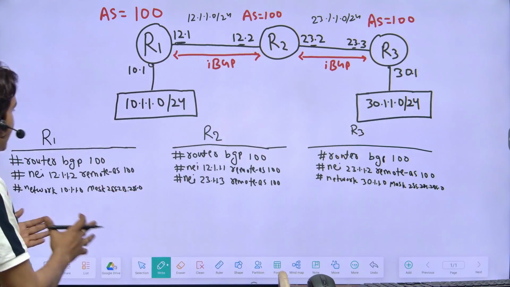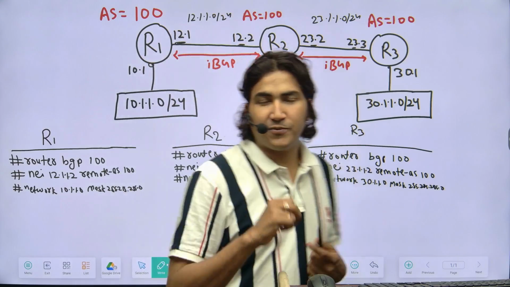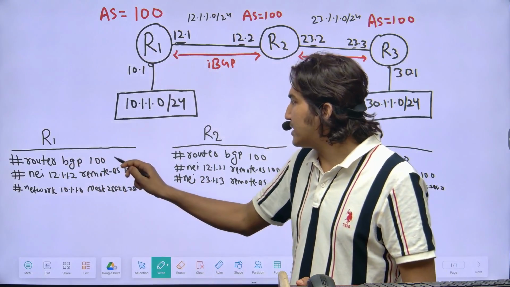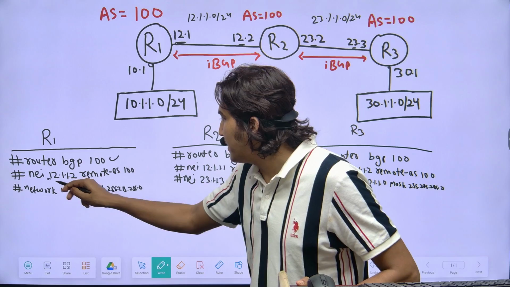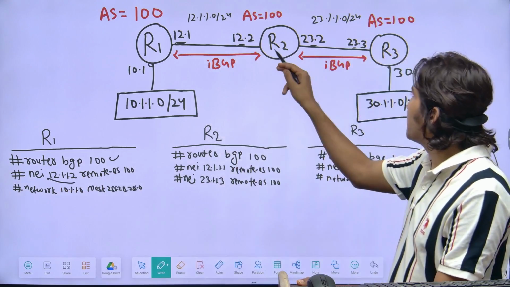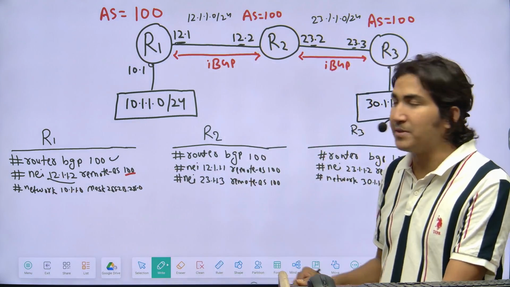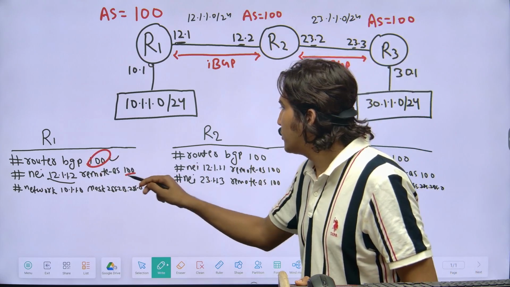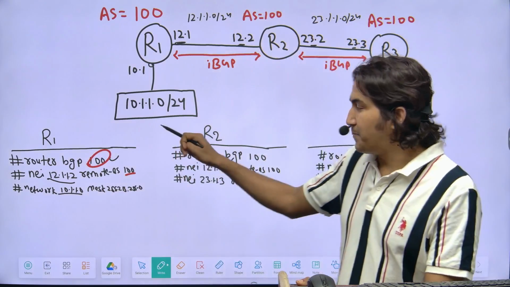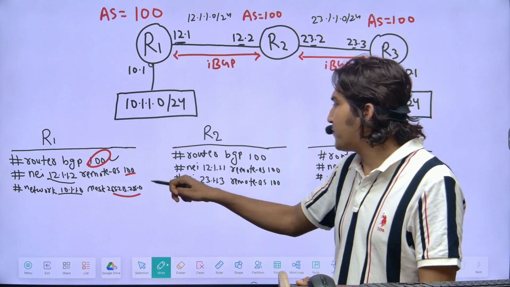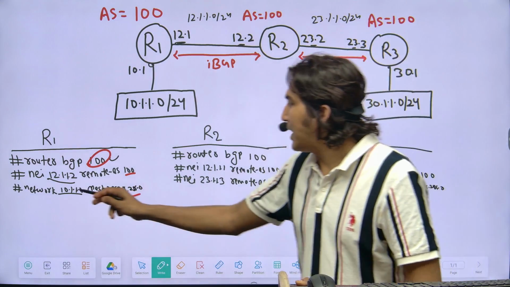After that, you can see the BGP configuration on all the routers. On router 1, I ran three commands under BGP. Router BGP 100 enables BGP on router 1. After that, I defined the neighbor: 12.1.1.2, which is the IP address of router 2, and remote AS is 100, so it is going to form an IBGP neighborship. Our AS is also 100 and remote AS is also 100. After that, I advertised the LAN subnet in BGP: 10.1.1.0 mask 255.255.255.0.